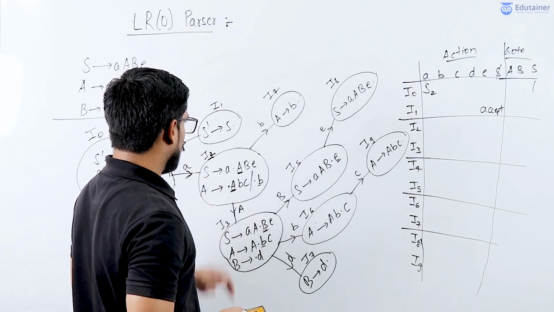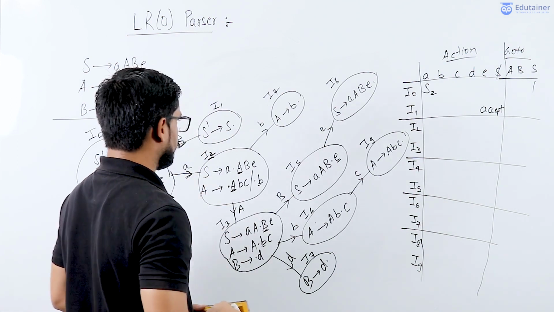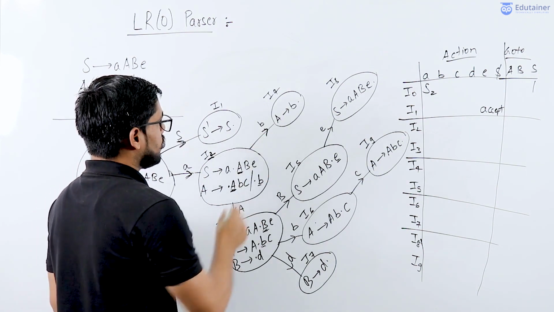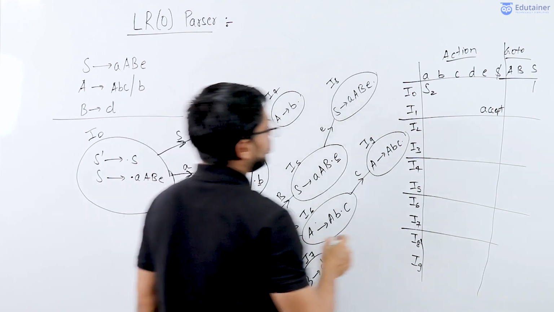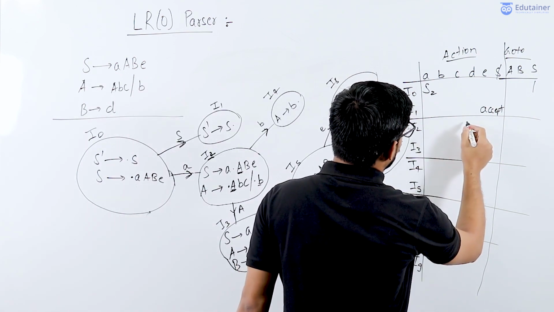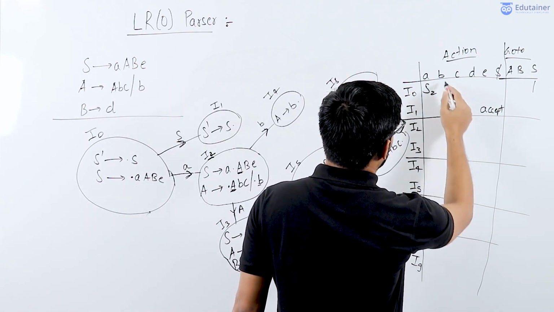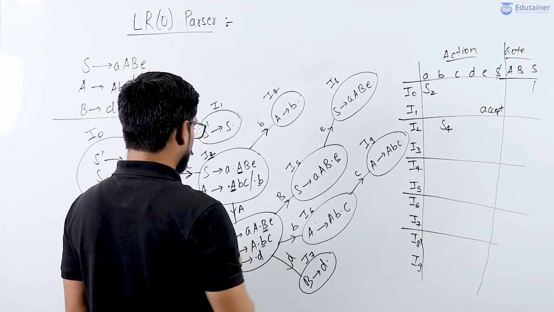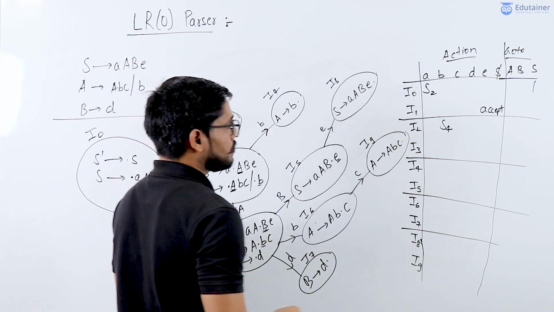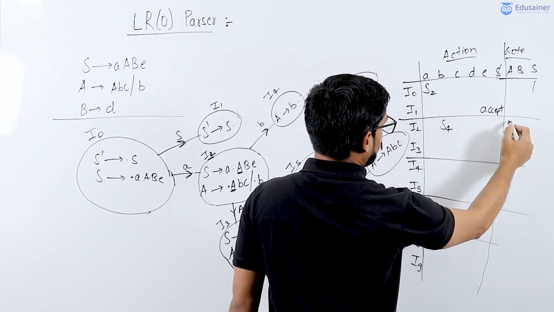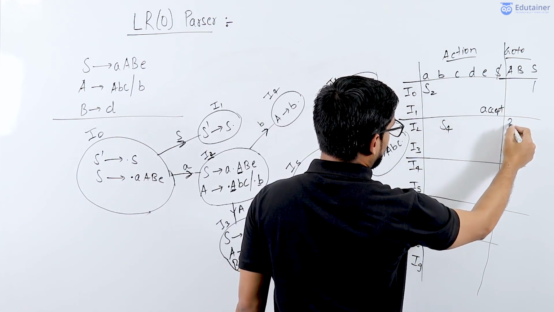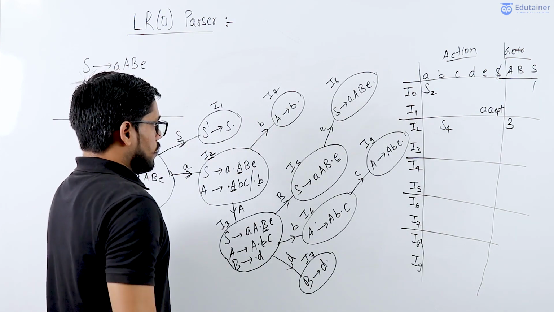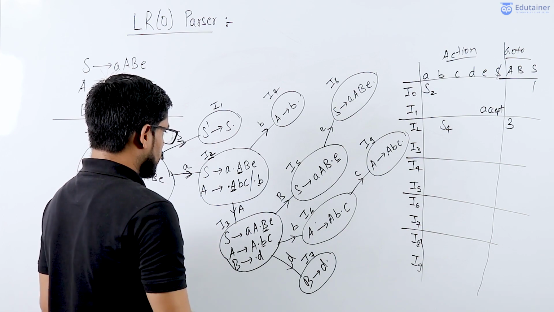Then I2 state will take two moves. One is the shift move on small b. On small b it is going to I4. I4 state means here S4. On capital A it is going to I3 state, so I write 3 here. So I2 state is over.